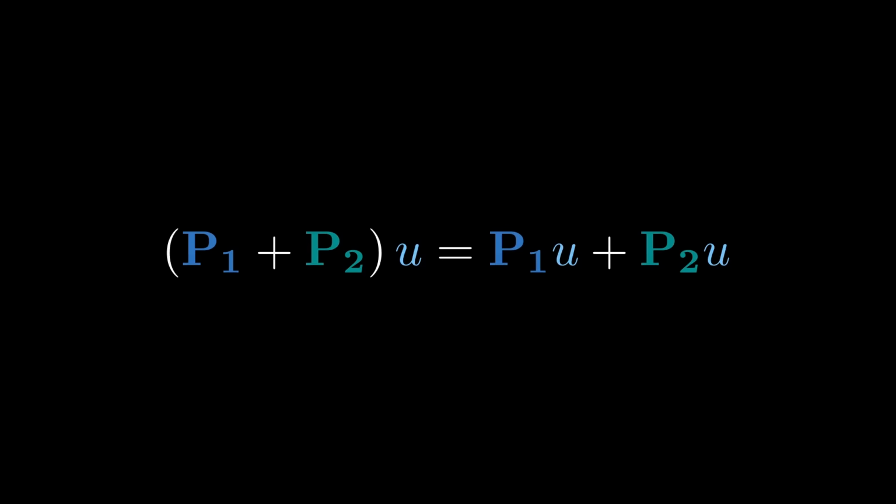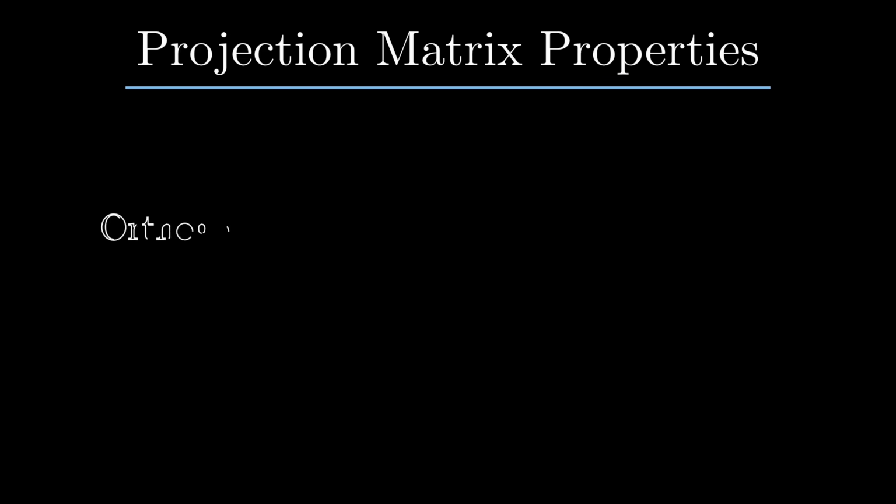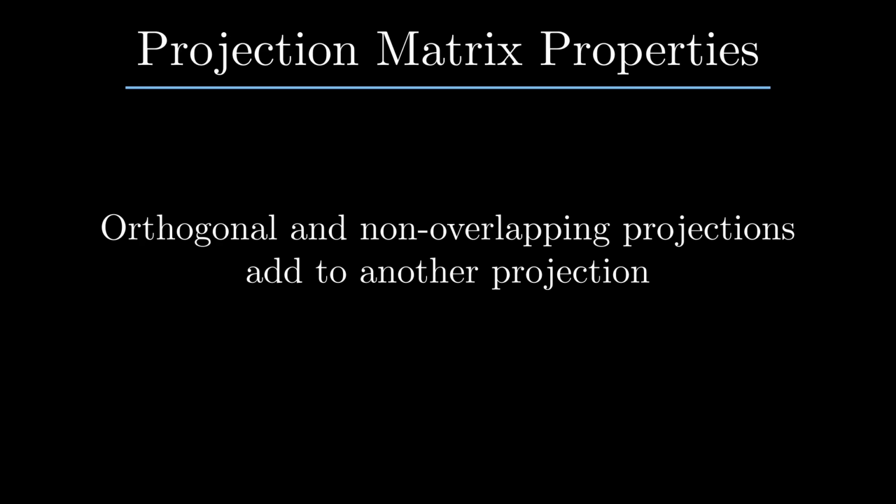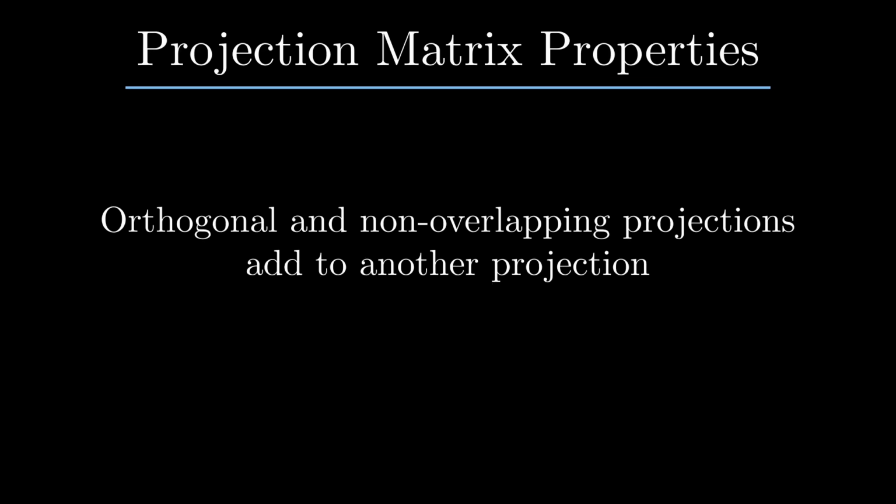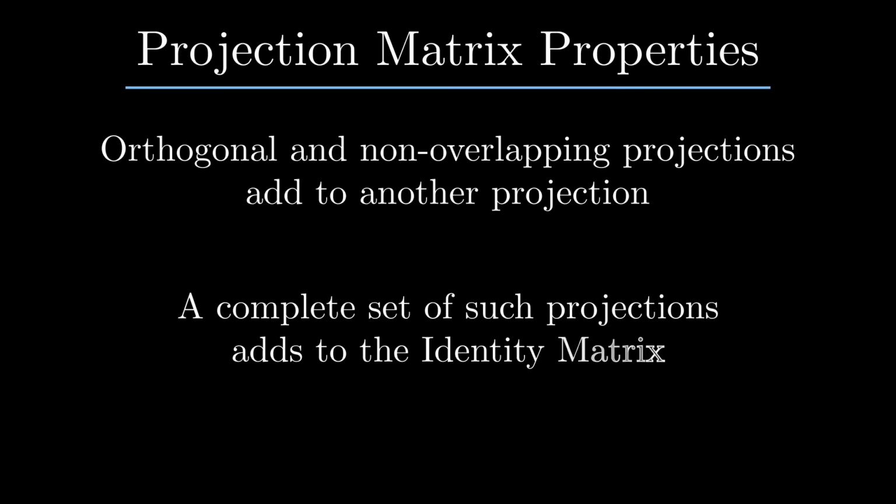So for adding projections, think about taking some starting vector, then doing two different projections on it, then adding the results. Our starting question on adding projections is probably, does adding projections ever give something interesting? Basically, there are two cases when it does. First, adding projections can sometimes give us another projection. This happens when the two subspaces we're projecting onto are orthogonal and do not overlap. And second, adding projections can sometimes give us the identity matrix. This happens if we have enough orthogonal and non-overlapping projections to span the space.